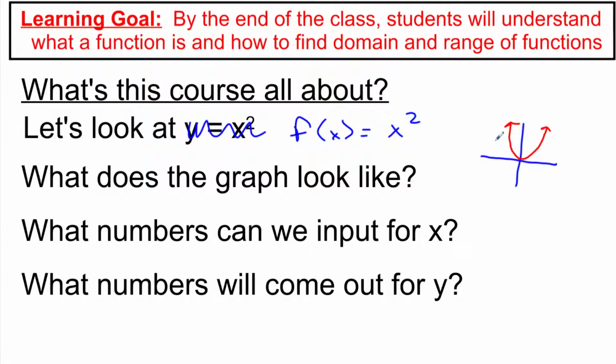And for x squared, there's actually an answer to that. We can say we'll never get a negative number out. If I square 4, I'm going to get 16. If I square -4, I'm also going to get positive 16. So when I square numbers, I always end up with positive outputs. So answering this question, what numbers will come out for y? Well, the answer is only 0 and positive numbers. You will never get a negative number to come out of this function.